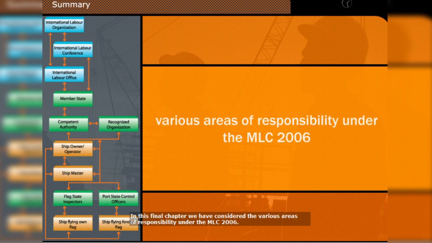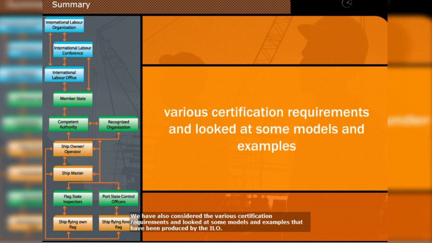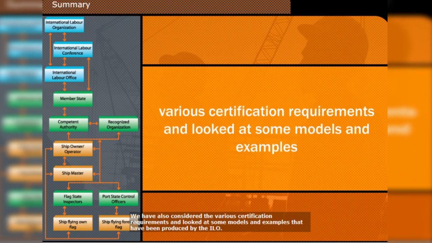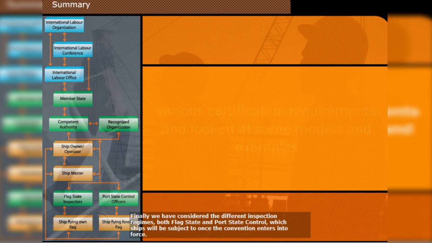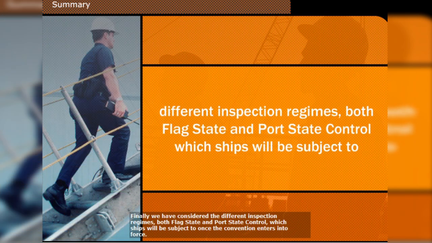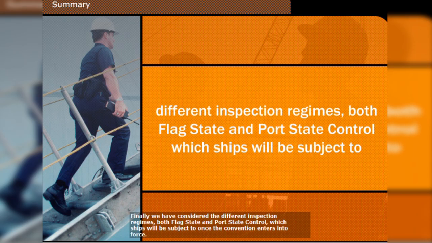In this final chapter, we have considered the various areas of responsibility under the MLC 2006. We have also considered the various certification requirements and looked at some models and examples that have been produced by the ILO. Finally, we have considered the different inspection regimes, both flag state and port state control, which ships will be subject to once the Convention enters into force.